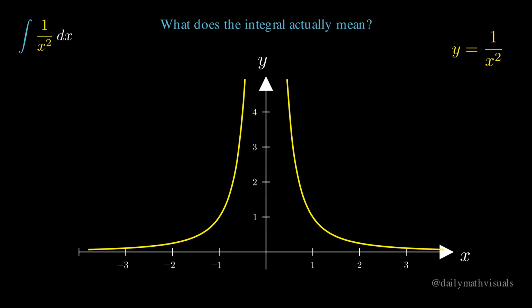Now, what does integrating this function actually mean? The integral represents the area under the curve. For example, the definite integral from 1 to 3 represents this shaded area. The indefinite integral, which is what we're finding, gives us a function that can calculate the area for any bounds we choose.